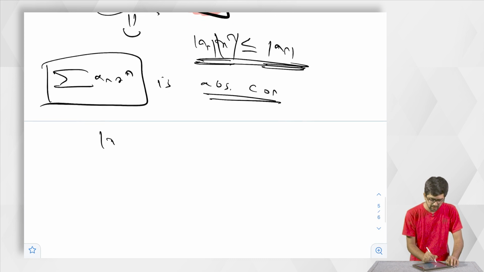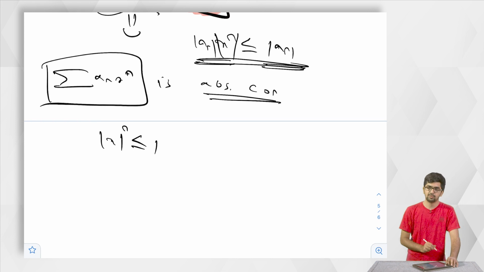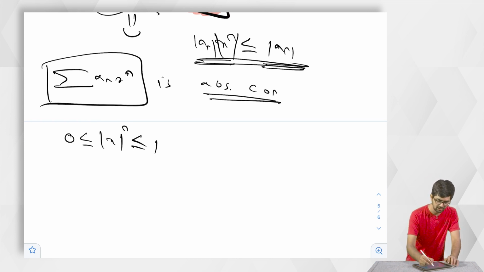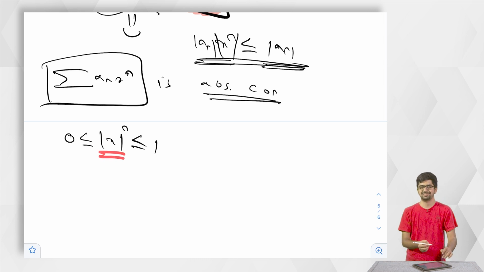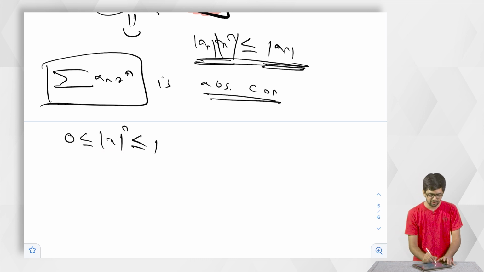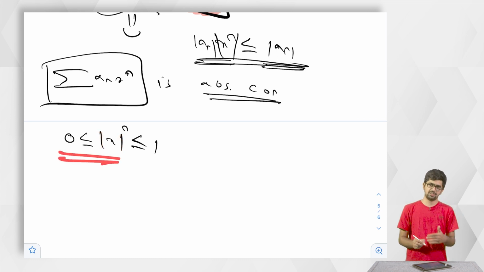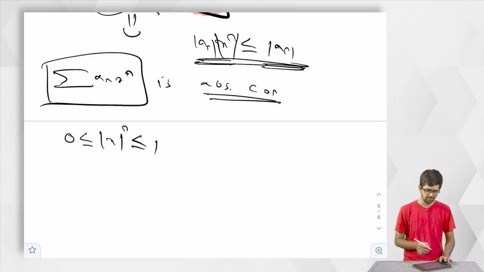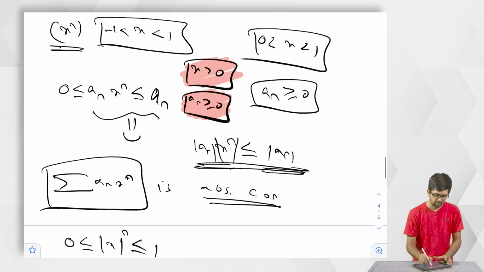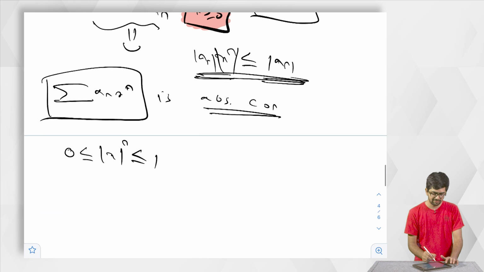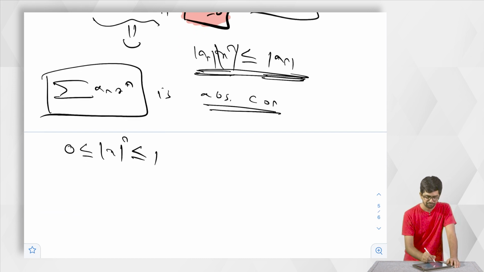If I relax that x is positive, then I have to say mod x is less than or equal to 1, so mod x power n is less than or equal to 1. If I don't take this mod, then I cannot, since I am already assuming that x is non-negative. So if I relax this condition, I am changing the starting point: instead of taking x, I am taking mod x.